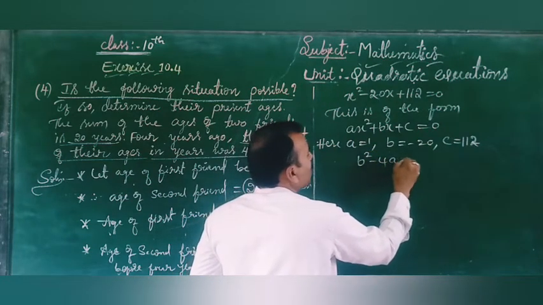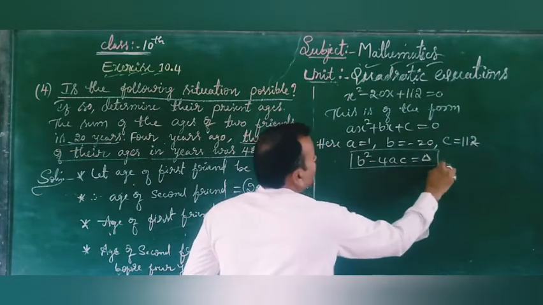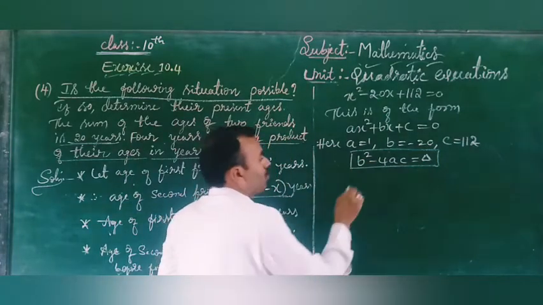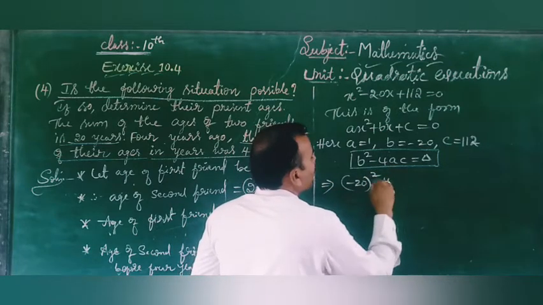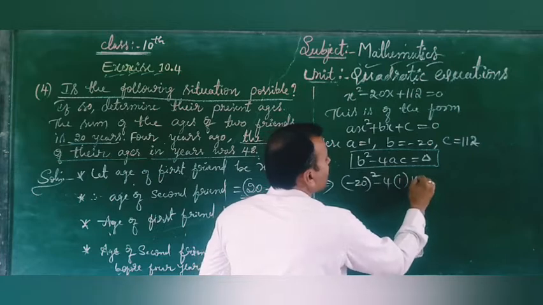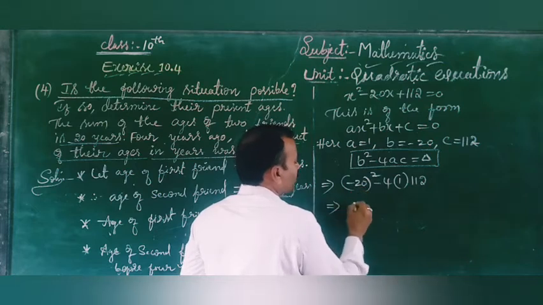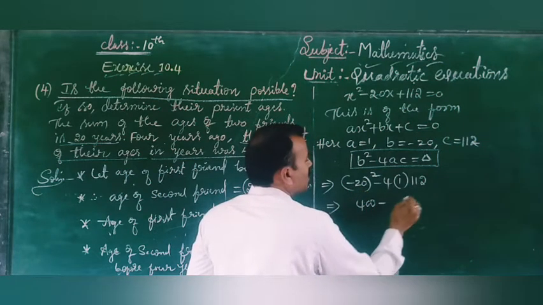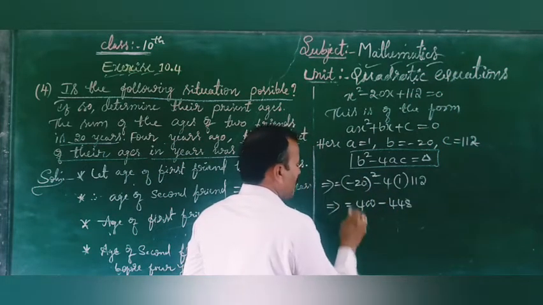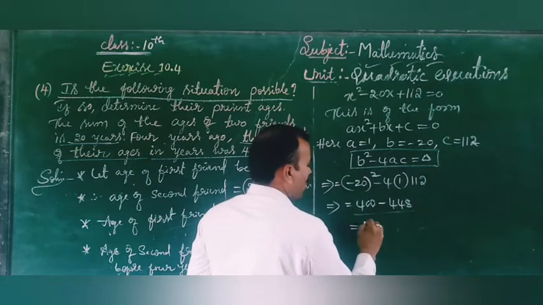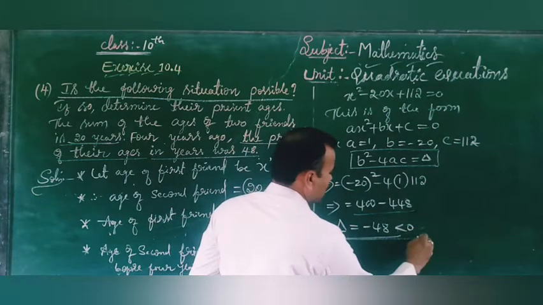b square minus 4ac equals delta. Now put the values of a, b, c in the discriminant: minus 20 whole square minus 4 into 1 into 112, which equals 400 minus 448, that is minus 48. This is delta, and it is less than 0.